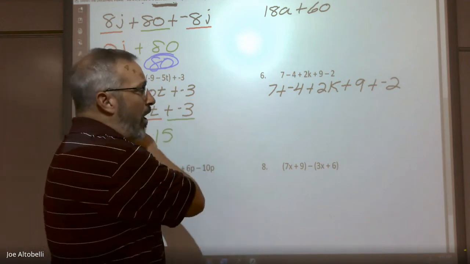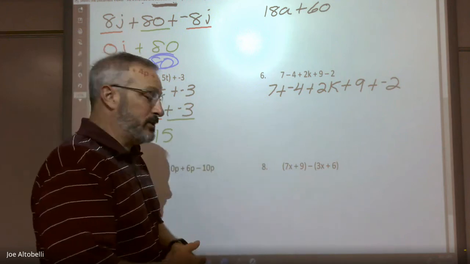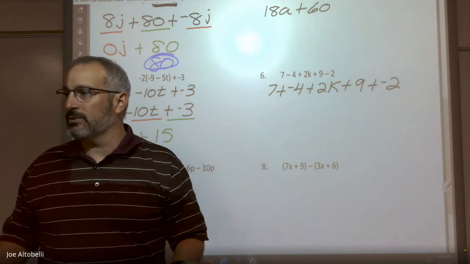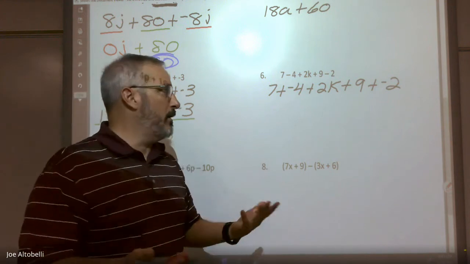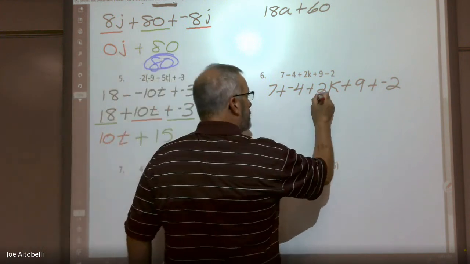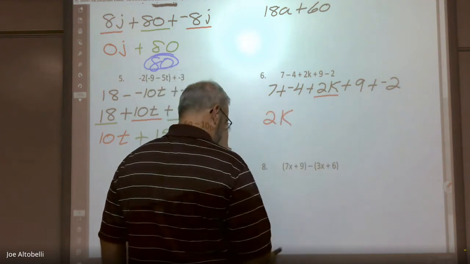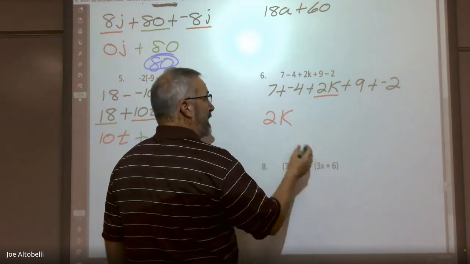Once I have all adding, I'm going to combine like terms. Me, out of just habit, I always look for my variables first. I just have the 2K. Then my constant terms.